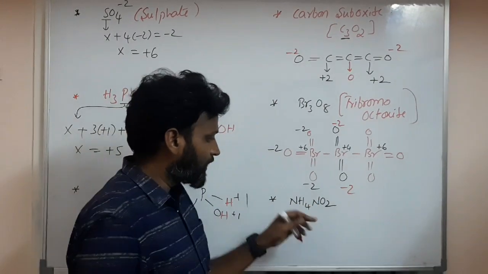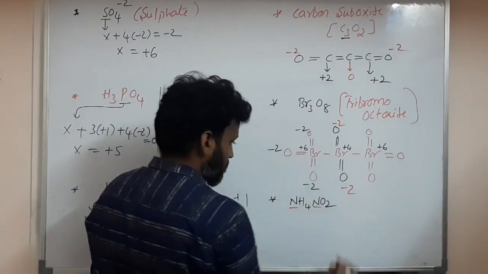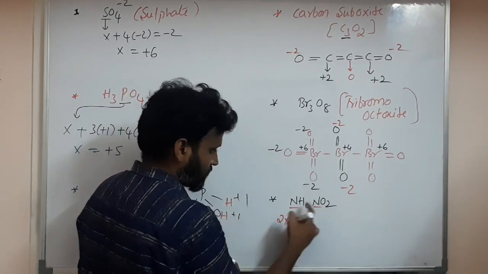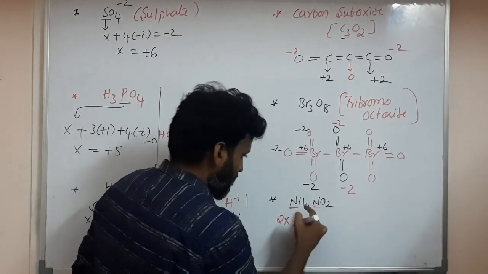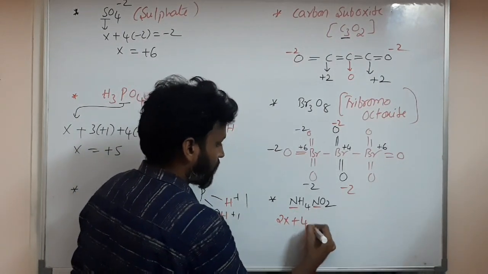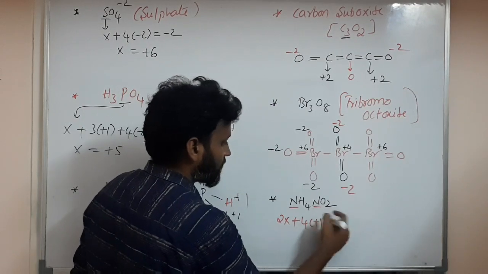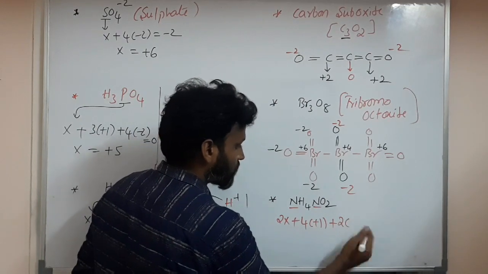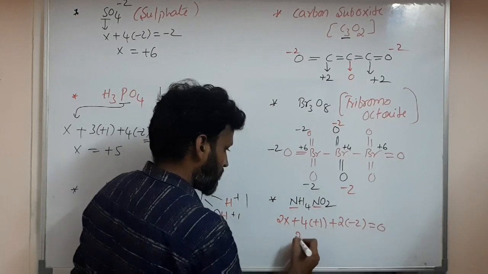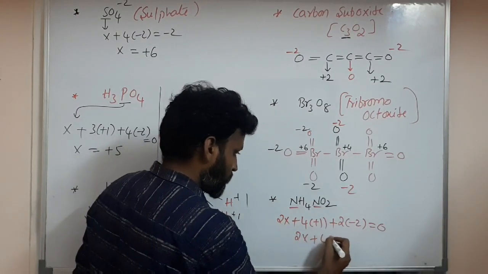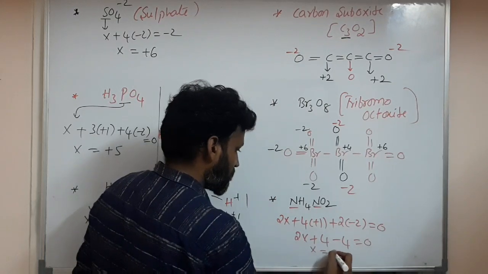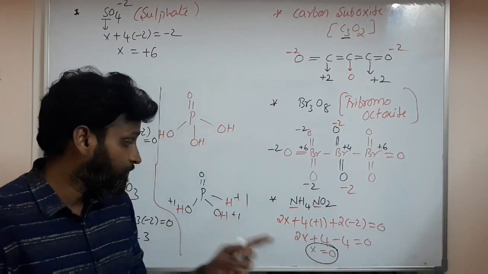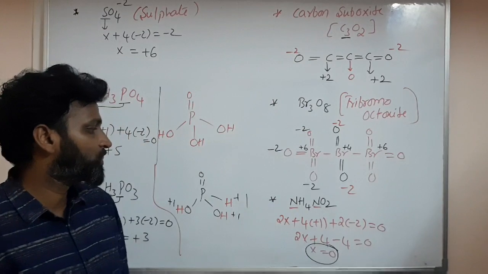NH4NO2. Individually, here I want the nitrogen oxidation state. If I want the nitrogen oxidation state, what will I take? 2x. 2 nitrogens are there, so 2x I will take. How many hydrogens are there? 4. So 4 into +1. And how many oxygens are there? 2. So 2 into -2 is equal to 0. That means 2x plus 4 minus 4 equal to 0. Then x equal to 0. So the average oxidation state of nitrogen you are getting is 0 here in NH4NO2.